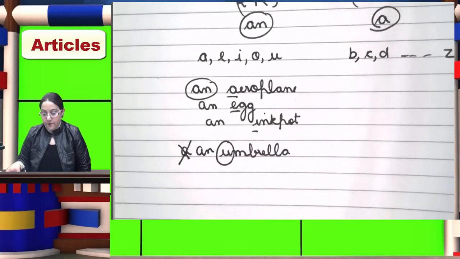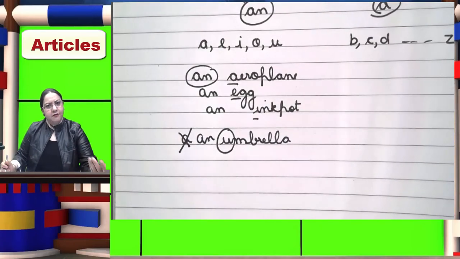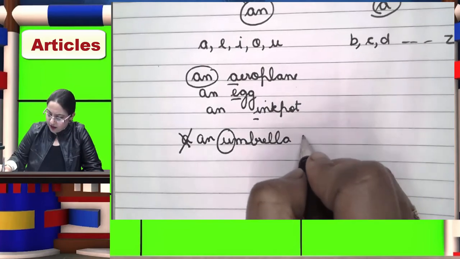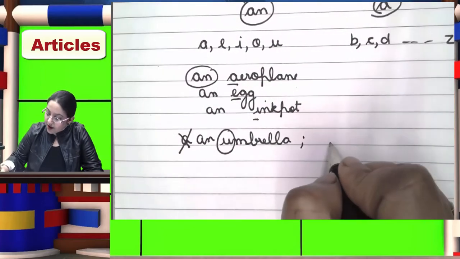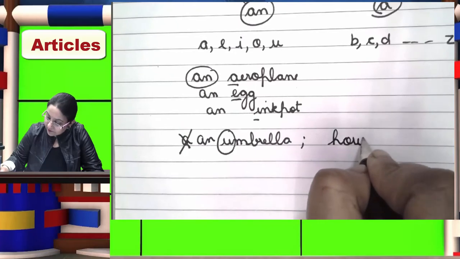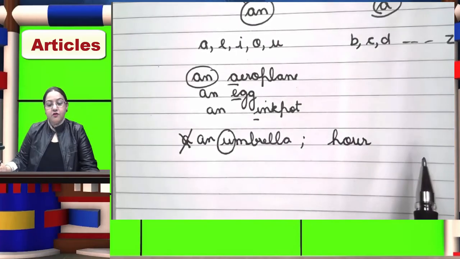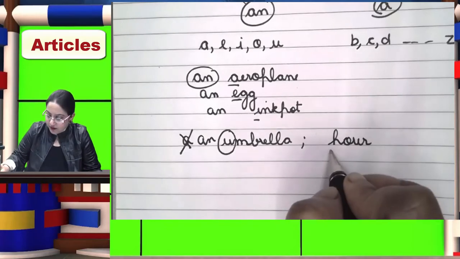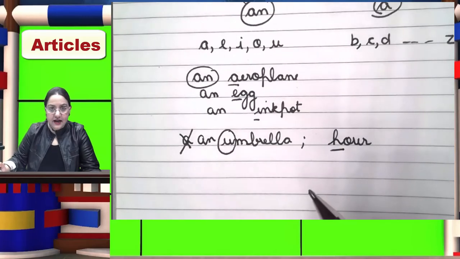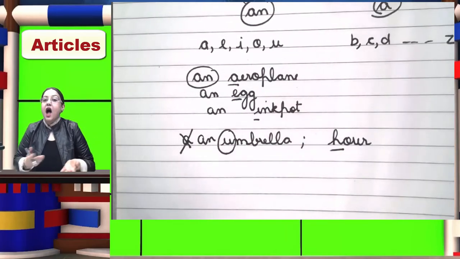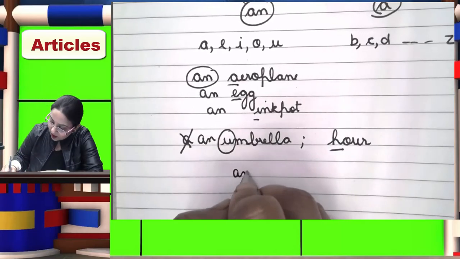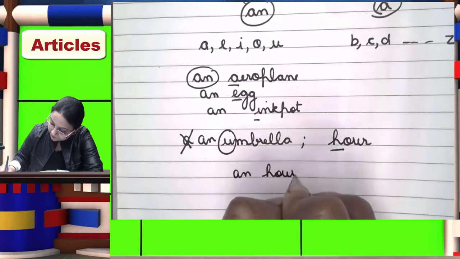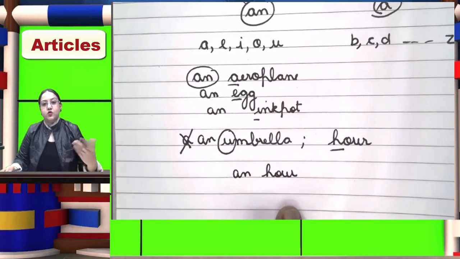Okay. Now, let us take a few more cases. Not just umbrella. If I say hour, you all know 1 hour, 2 hours, 3 hours, 4 hours. So although it is starting with H, the H is silent, and I'm saying our. So the train left an hour ago. An hour.